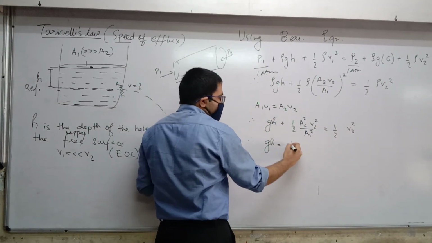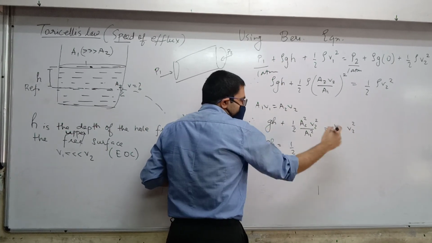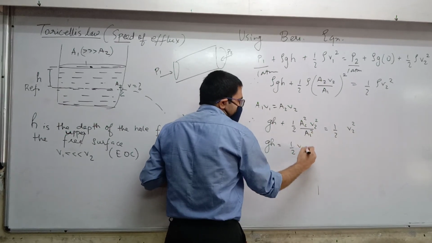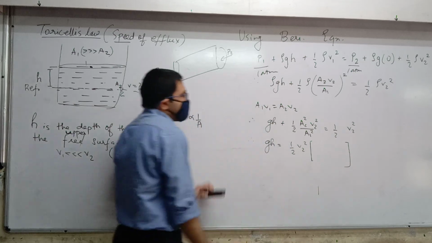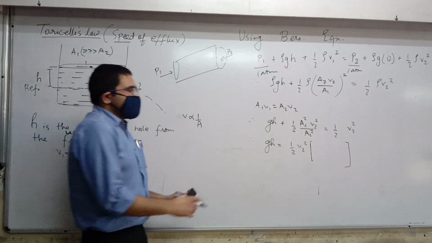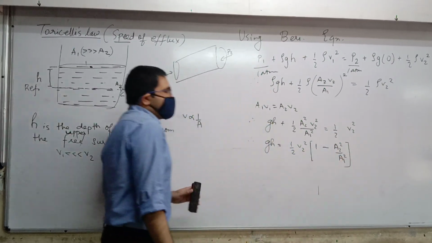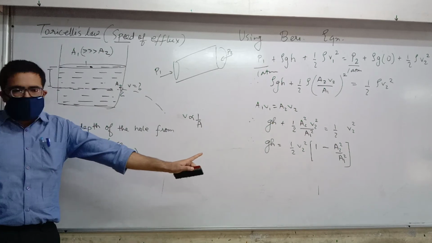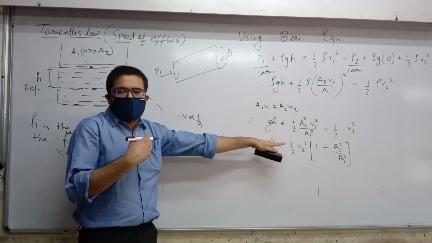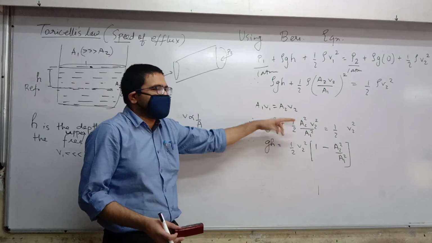Okay. So 1 by 2. When this term goes on that side, do you see 1 by 2 is common? Do you see V2 square is common? What's left behind? 1 minus A2 square by A1 square. Yes or no? There is a step in between if you want to write, that I have not written. I did it directly. If you are struggling, write the step in between these two.